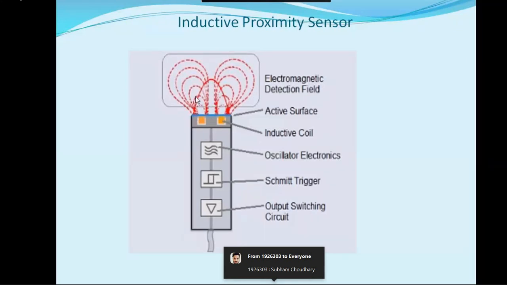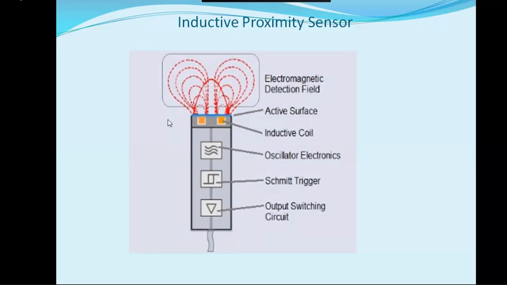The nearer the target is to the coil, the higher the eddy currents and the lower the inductance, and vice versa. So if the target is very near to the coil, the eddy current will become higher. If the target is too far from the sensor, then only a small amount of eddy current will be generated. So this is the basic working of the inductive type proximity sensors.